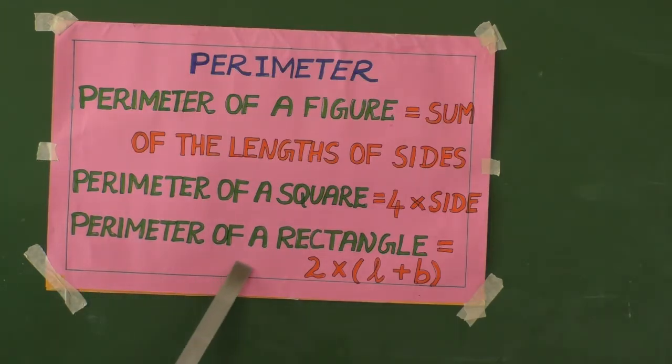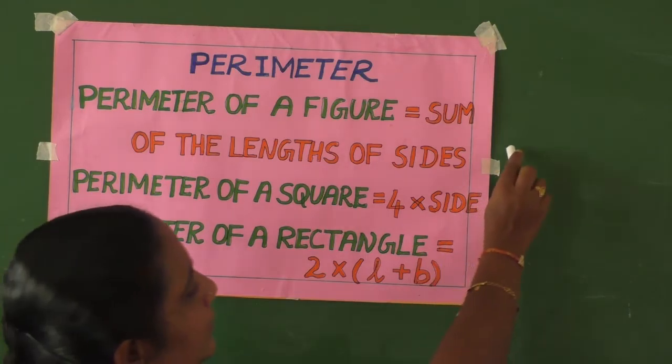Then the perimeter of a rectangle. The formula is 2 into (L plus B) units. You must write the units also. Whatever unit they give, centimeter, millimeter or meter, anything, but you must write the unit also. Why are we using 2 into (L plus B) here? See, a rectangle has 2 lengths and 2 breadths.